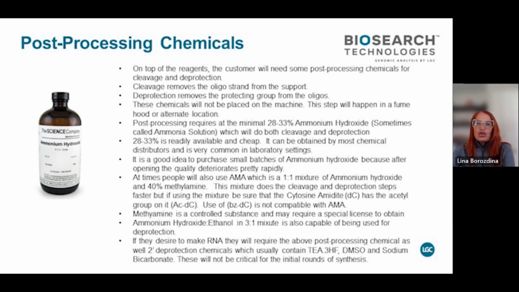Sometimes people use AMA. It is a controlled substance, and some companies need to have a DEA license to purchase it. However, AMA, for example, for the oligo houses, is extremely fast. So if ammonia takes 45 minutes to cleave, AMA takes only 15 minutes to cleave. And for some oligo houses, the faster you can deliver the oligo, the better.